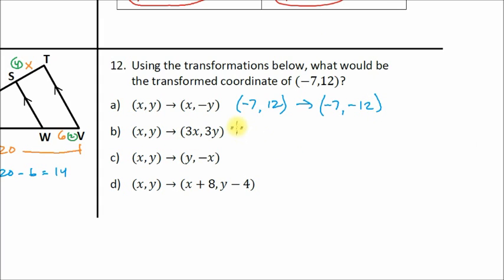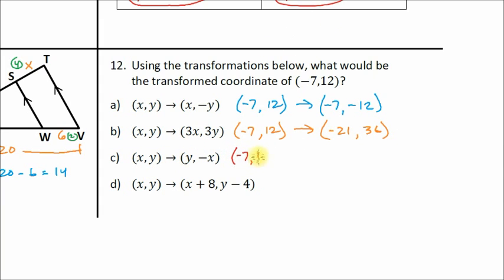Take a look at the next one. We're going to start off again every time with x, y. There's our original coordinate. Now we're multiplying the x value by 3. Negative 7 times 3 is negative 21. And we've got 12 times 3, and that is 36. There's our new coordinate.